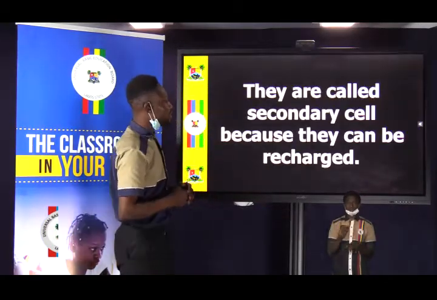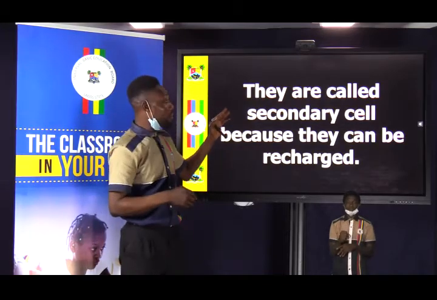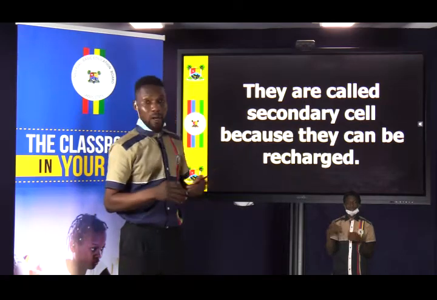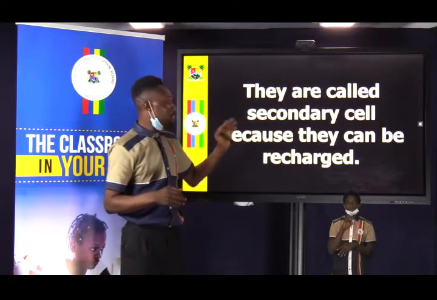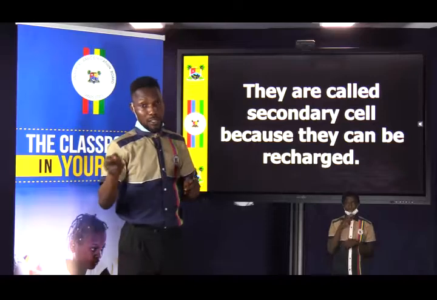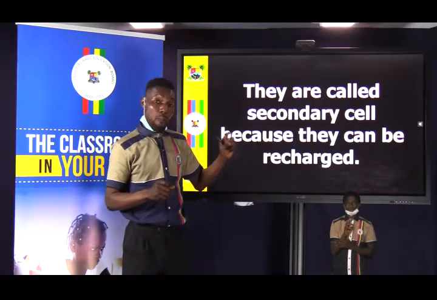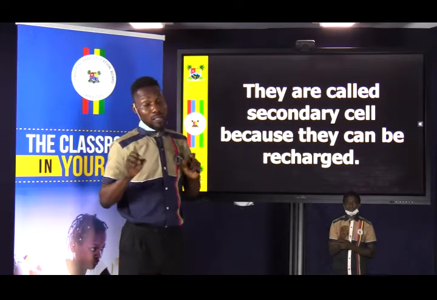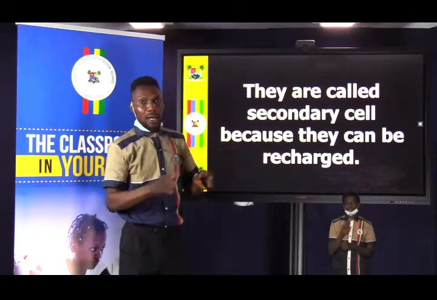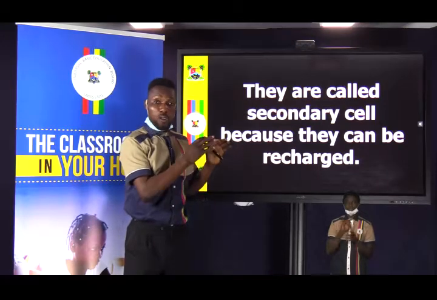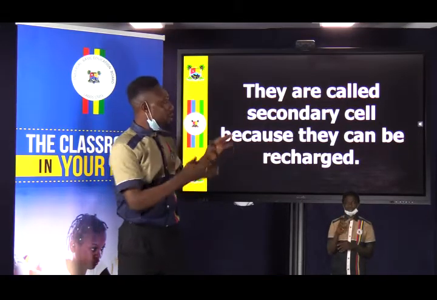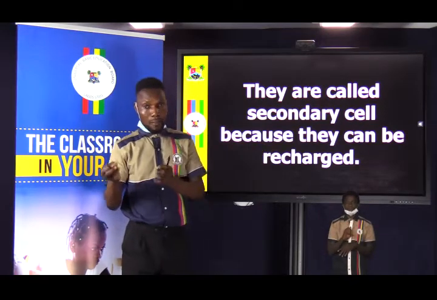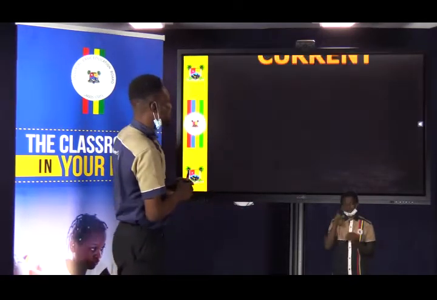Now, they are called secondary cell. Another name for the wet cell is secondary cell. Why do they call those cells secondary cells? Because they can be recharged. Don't forget, dry cell or primary cell cannot be recharged. Wet cell or secondary cell can be recharged. Example of primary cell or dry cell, your torch battery. Example of secondary cell or wet cell is car battery. So don't forget all that.